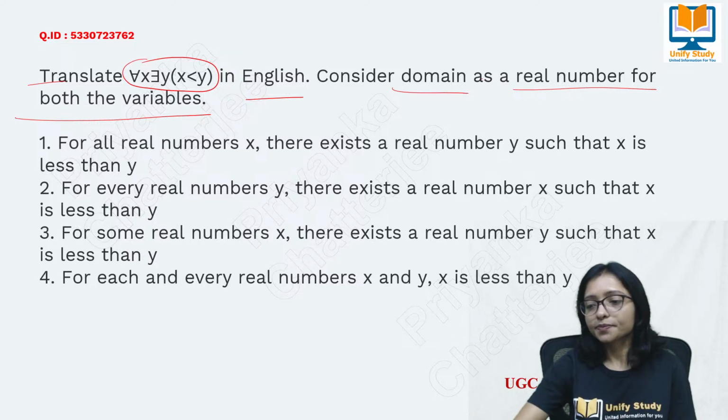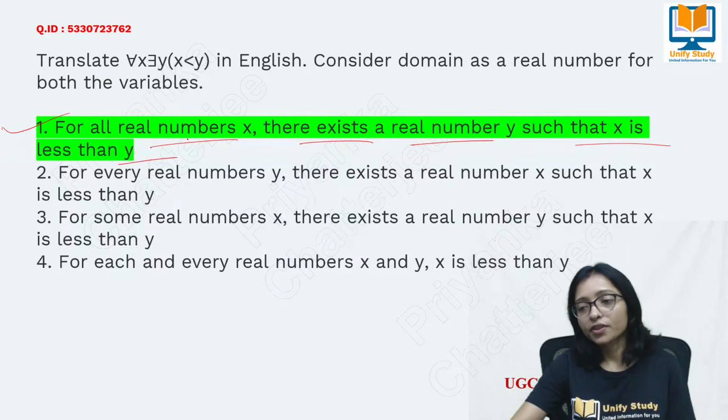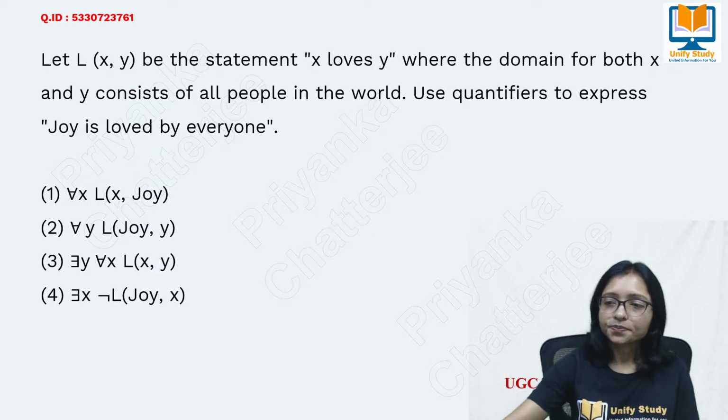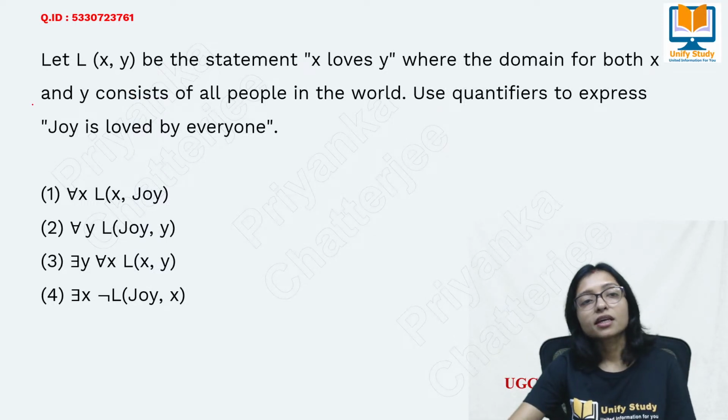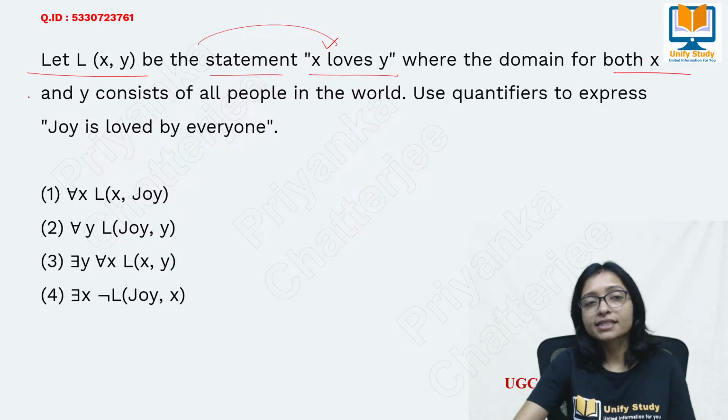Good. This is also very simple. For all real numbers x, there exists a real number y such that x is less than y. Right? Very simple, because it is for all, there exists, x is less than y. Very good. Now tell me this one. This is also easy. Let L(x, y) be the statement x loves y, where the domain for both x and y consists of the people in the world.